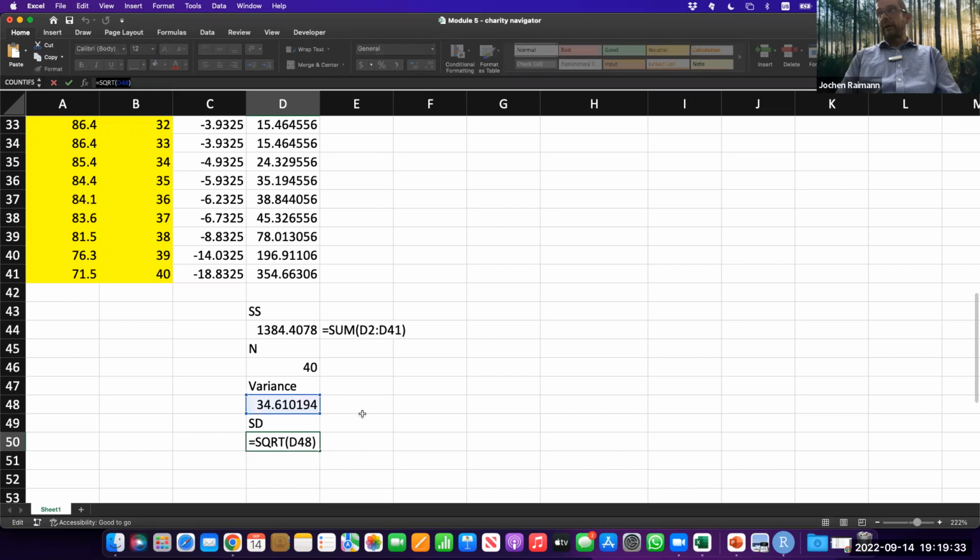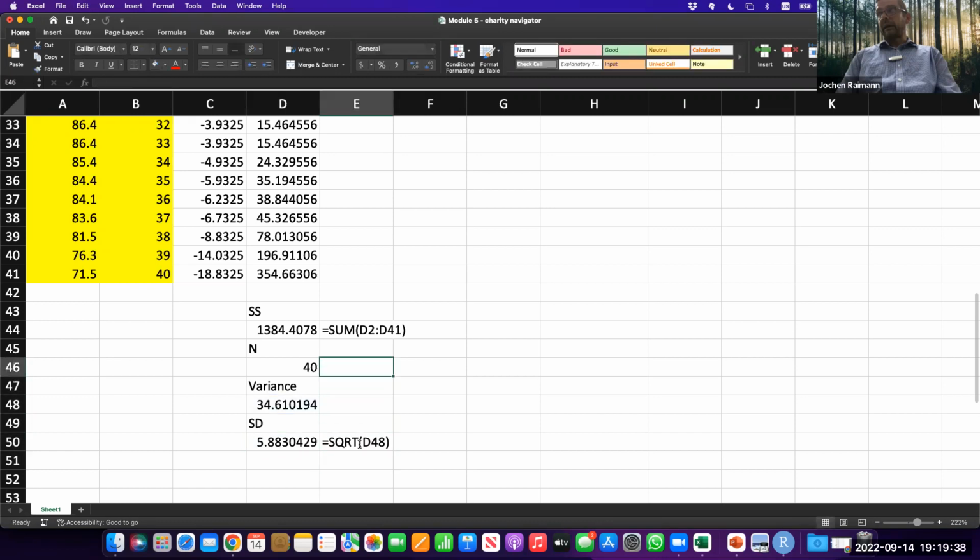How did you get the variance? By summing all the squared deviations and then dividing the sum of squared deviations by the number of entries.